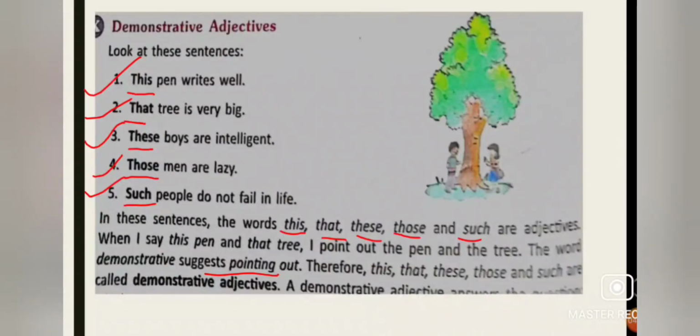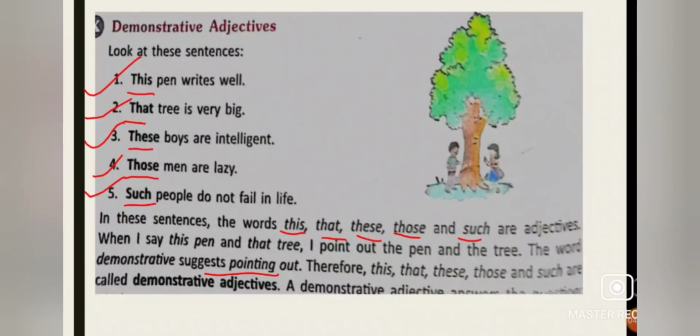Demonstrative adjective. Look at this sentence. Number 1. This pen writes well. This is a demonstrative adjective. Number 2. That tree is very big. That is a demonstrative adjective. Number 3. These boys are intelligent. These is a demonstrative adjective. 4. Those men are lazy. Those is a demonstrative adjective. Number 5. Such people do not fail in life. Such in the sentence is a demonstrative adjective.